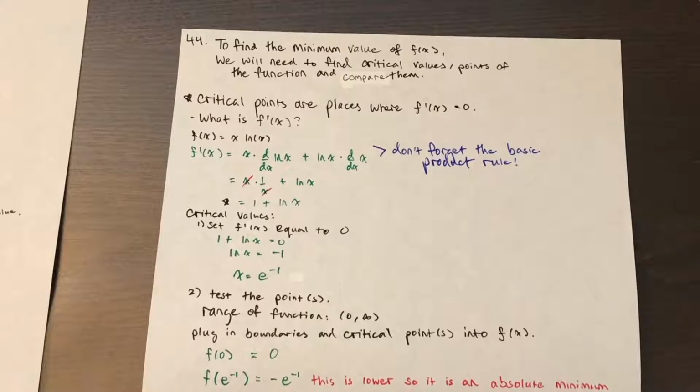So before we find the critical points, we have to find f prime of x, which is the derivative of f of x. Since we know f of x equals x times ln x, f prime of x equals x times the derivative of ln x plus ln x times the derivative of x. This is basically the product rule we learned in previous chapters. When we simplify this, we get 1 plus ln x.